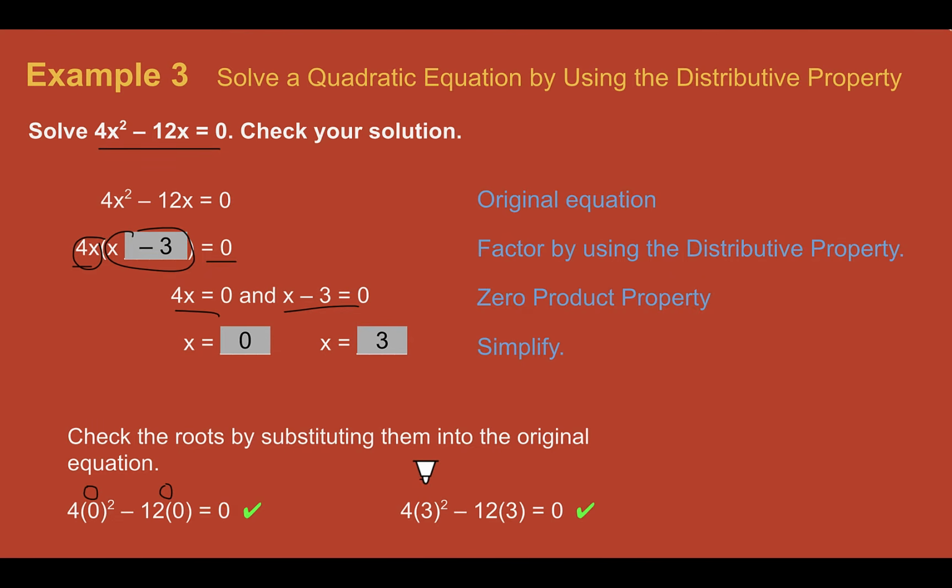9 times 4 is 36. 12 times 3 is 36. 36 minus 36, is that equal to 0? Yes. So I plugged my numbers back in. They both equaled 0. So my solutions must be correct.